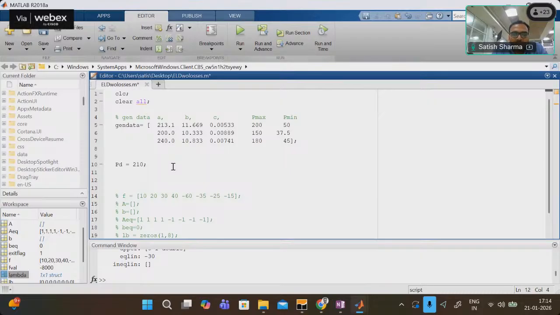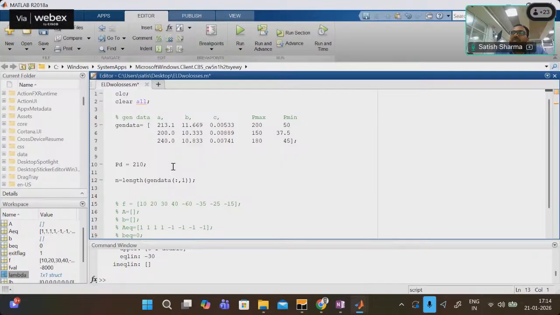Now we need certain parameters. First of all, I have to identify the number of generators. How many generators are there? How can we identify? Let's say n equals to length of gen data, and we can say all the rows comma 1. So this will give me the number of generators.